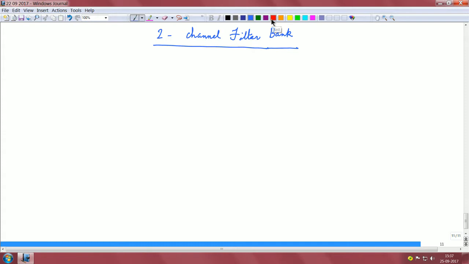It is not difficult. So, now we have the idea of what downsampling is, what upsampling is, and how we can use these downsamplers and upsamplers along with filters. We are ready to embark on a concept leading to filter banks. So, let us understand what a filter bank is. A filter bank is basically a bank of filters.